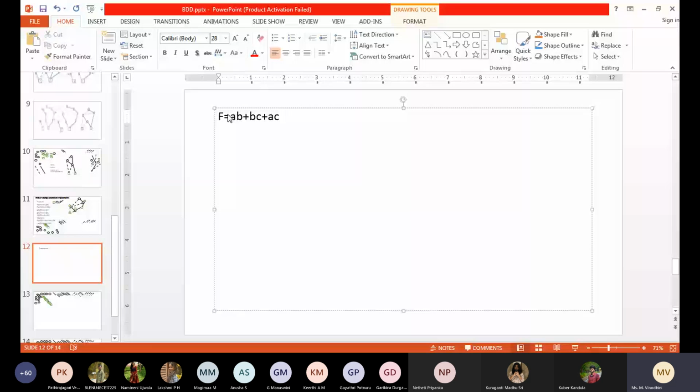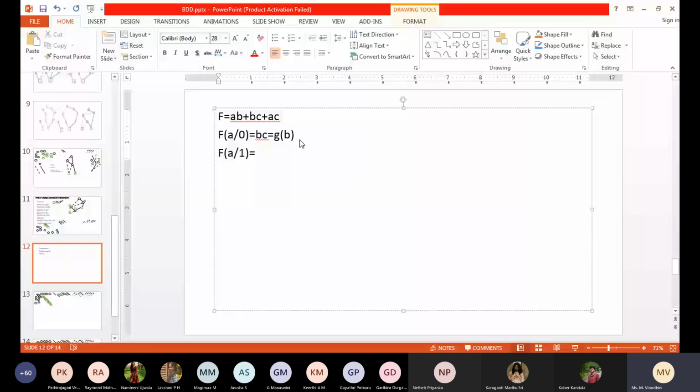Now, F of A slash 0. What will happen to this expression when A is 0? We will get BC. So let me consider this as G, and inside the bracket, which variable should I consider? B. Next, F of A slash 1. When A is 1, what will you get? B plus BC plus C.